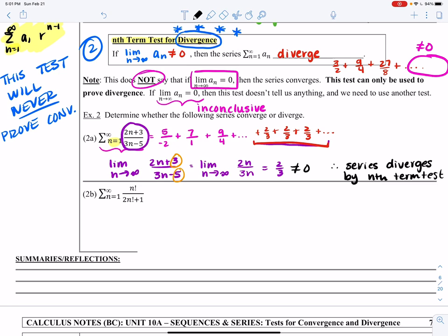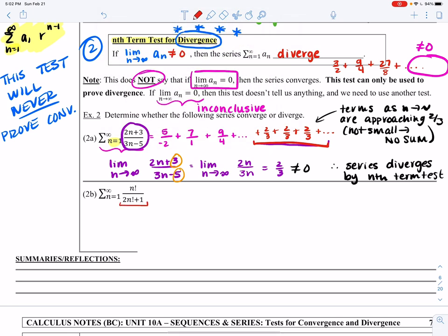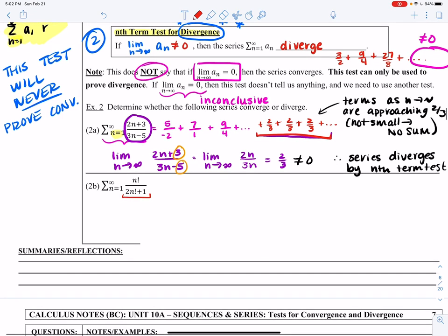Okay? So basically what we're saying is this means the terms as n approaches infinity are approaching 2/3. And those are not small. And since they are not small, this means this will have no sum. Remember that a series is a sum. Okay? Let's do one with a factorial. Let's say you get something like this. Remember, it's important. If you don't know, list out some terms. I'm going to skip this step for now. We're going to go right to the limit.